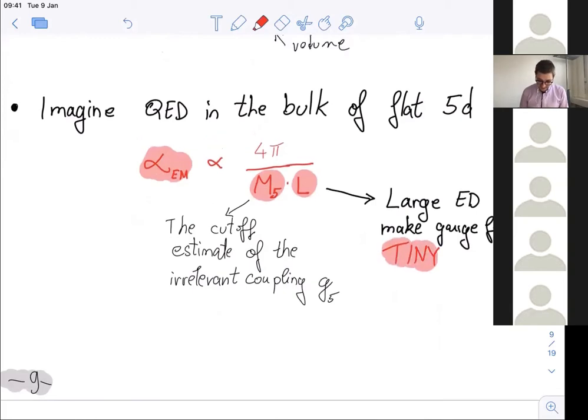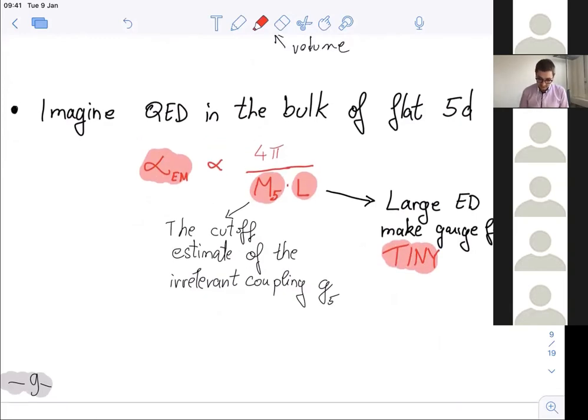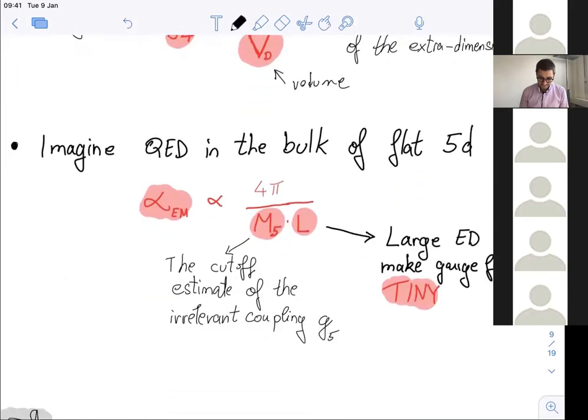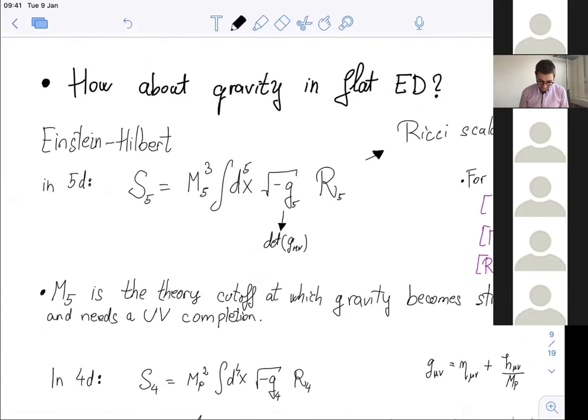Okay, questions about this? Is this clear? So it just comes from integrating over the extra dimension. So in this integral, you get the volume. It's clear to me. All right.